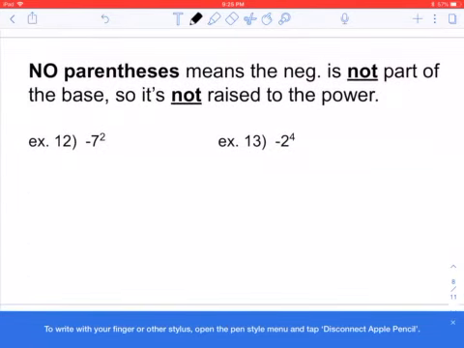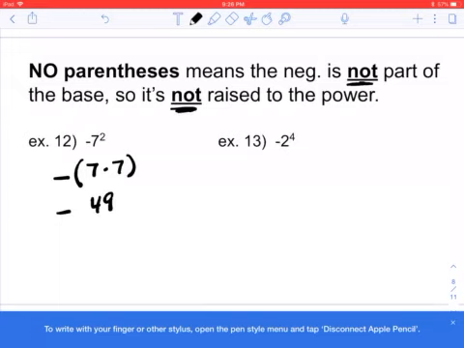Okay, here's the tricky part. When you do not have parentheses, it's telling you that the negative is not part of the base. So it is not raised to the power. What this is actually telling you is give me the opposite of 7 to the 2nd power, which is 7 times 7. So this is automatically going to come out to negative. 7 times 7 makes 49. Over here, same thing.